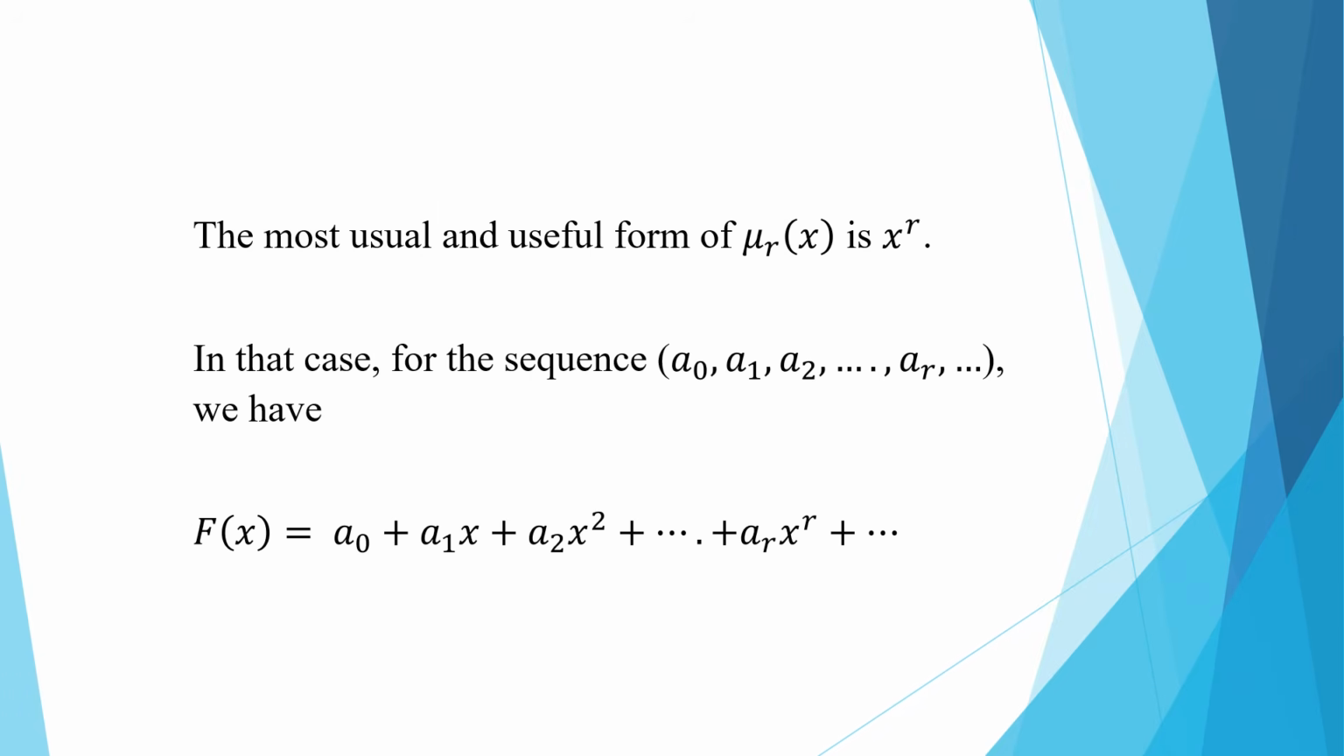The most usual and useful form to represent mu r of x is x power r. Therefore, for the sequence a0, a1, a2, etc., ar and so on, we can represent the ordinary generating function in the simplified form as f of x is equal to a0 plus a1x plus a2x square plus etc. plus ar into x power r plus etc. That means mu r of x is x power r. Likewise, mu1 of x is x, mu2 of x is x square and so on.